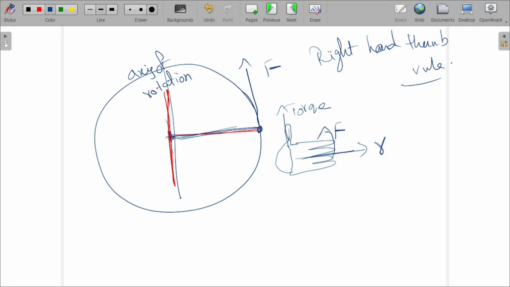So here this is the distance. Now keep your hand with the fingers in the same direction. Now curl your fingers in the direction of force. Then in which direction will the torque act? Torque will be acting upwards. If I change the direction of force downwards, then torque will be acting downwards.